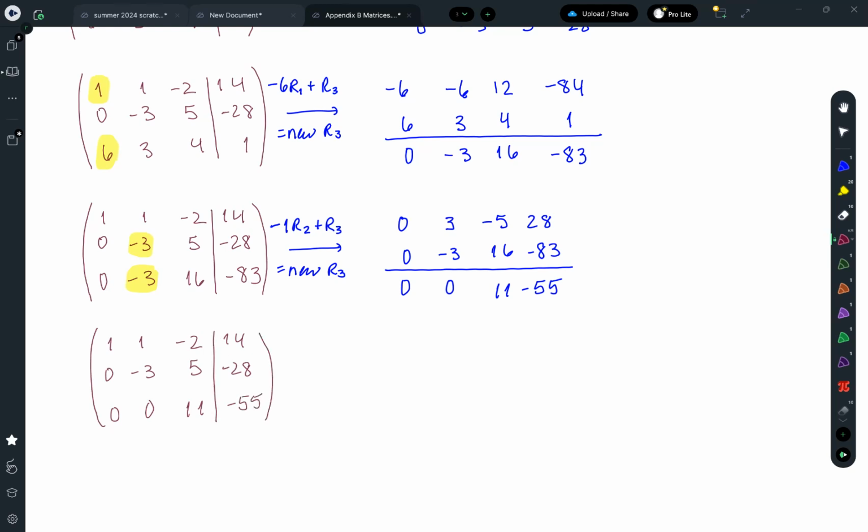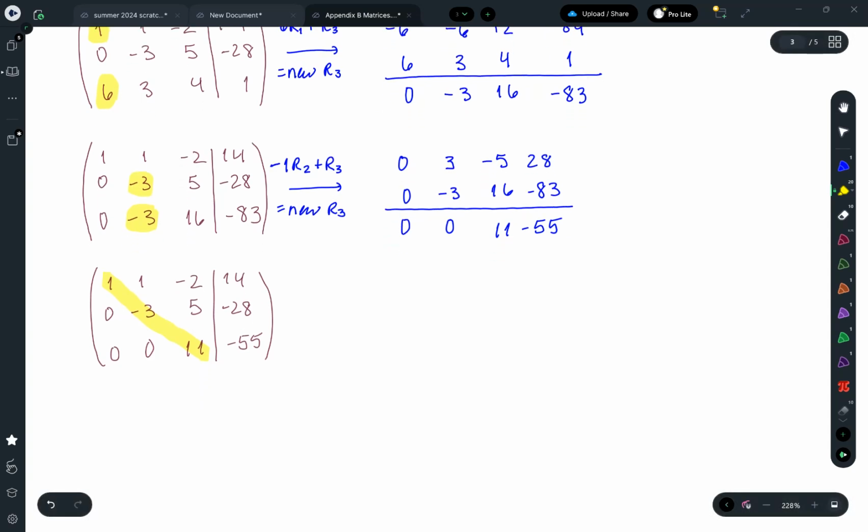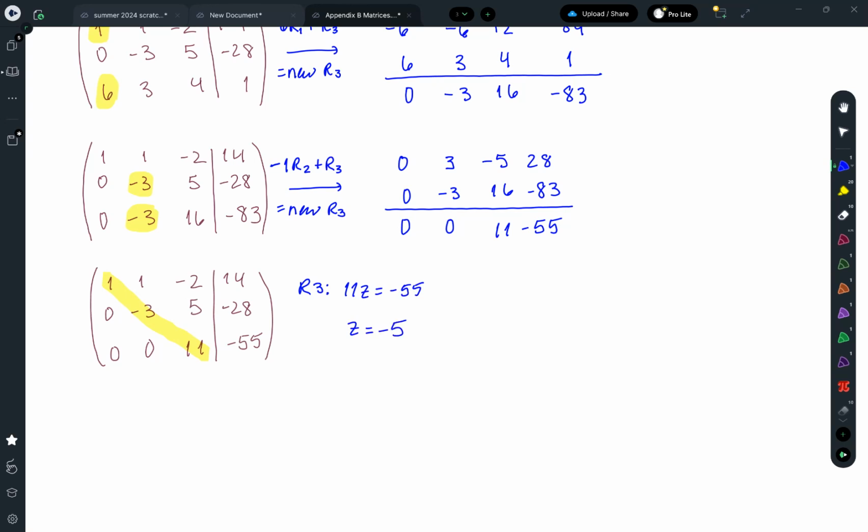Okay, now at this point, this is almost in row echelon form. Technically, in row echelon form, all the diagonal elements would be 1s. And so I could take one more step, but it's okay. We can solve it from here. We've made this so much easier on ourselves. So row 3 is telling me 11z is equal to -55. That means that z is equal to -5. So that's why I felt like I could stop, because row 3 is going to tell me what z is equal to.